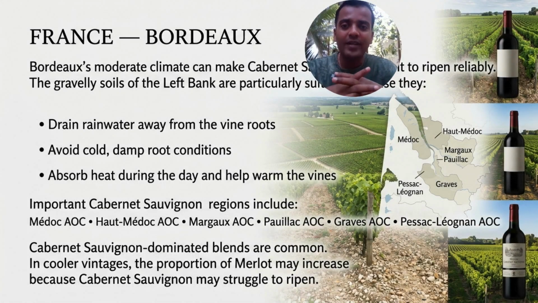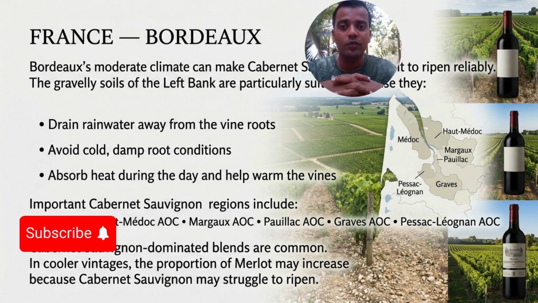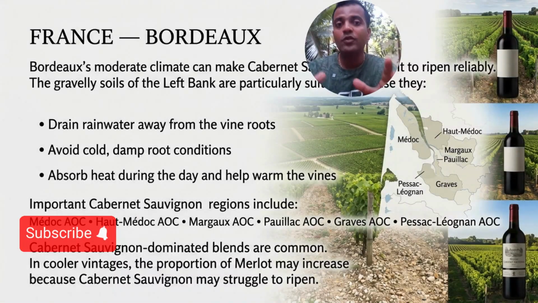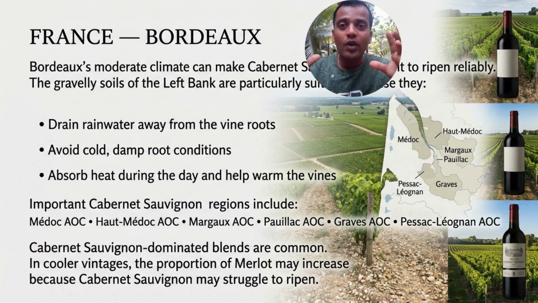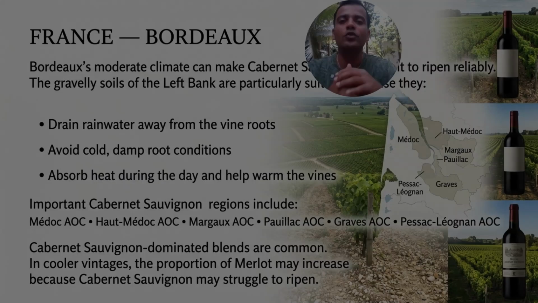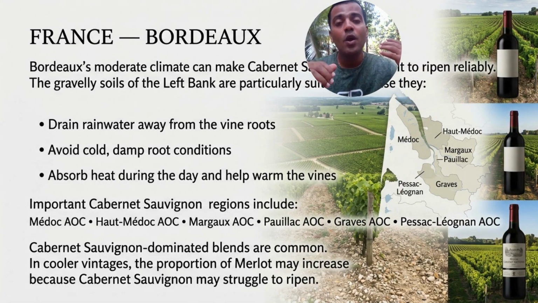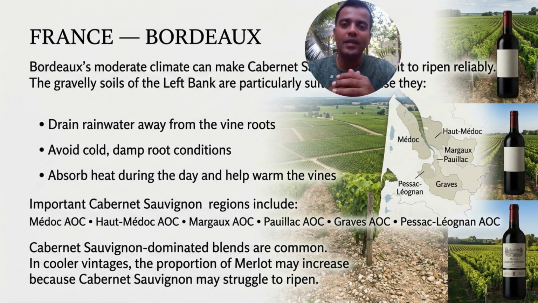So Bordeaux's moderate climate can make Cabernet Sauvignon difficult to ripen reliably. The gravelly soils of the left bank are particularly suitable. So basically, as we discussed in our previous module about Merlot, the Bordeaux region overall has a moderate climate with very high levels of rainfall throughout the growing season. It is quite difficult for this grape variety to reach full ripeness because it has thick skins and requires a warmer, extended period of growing season. Therefore, it's quite a struggle because of these moderate climate conditions.